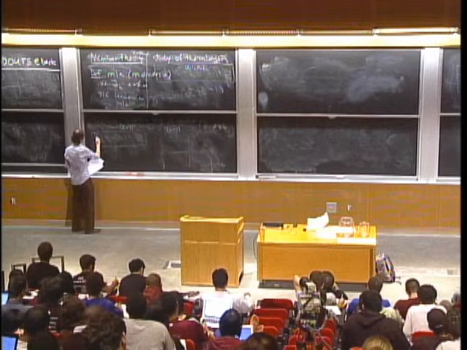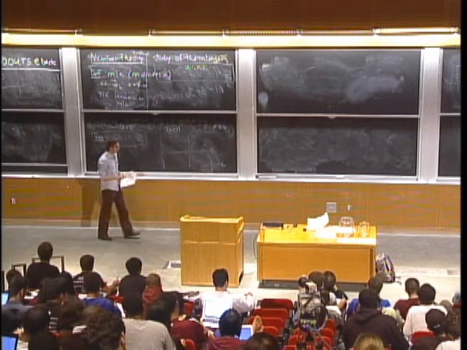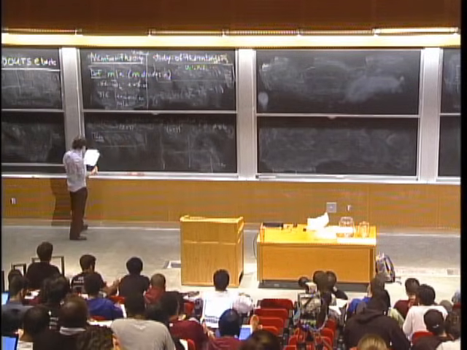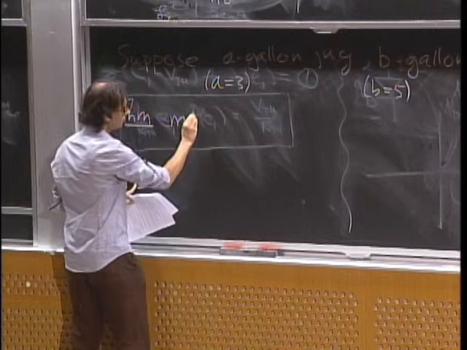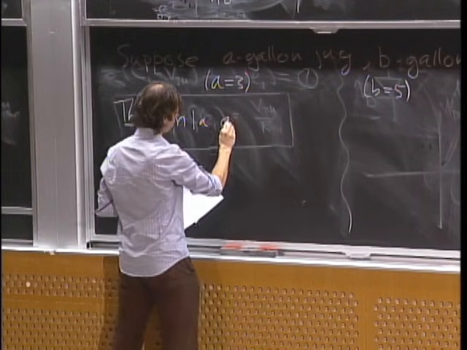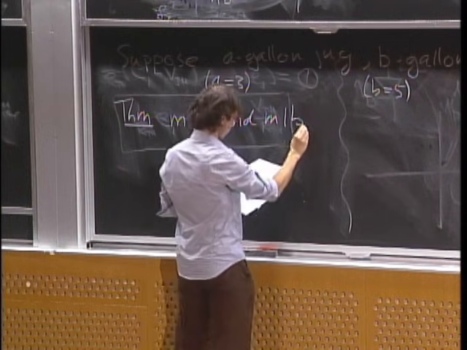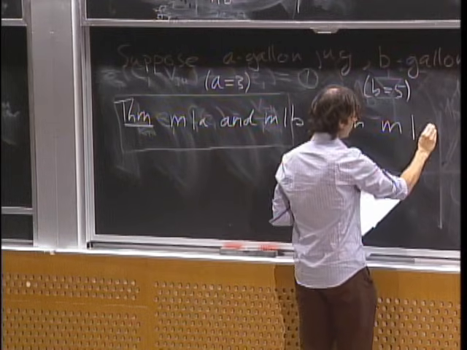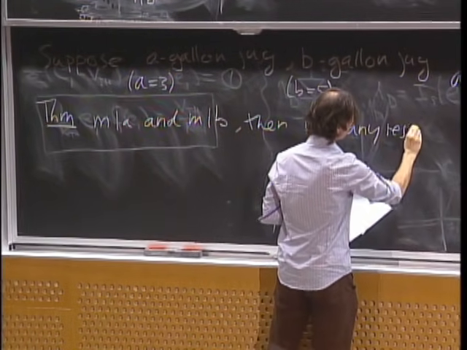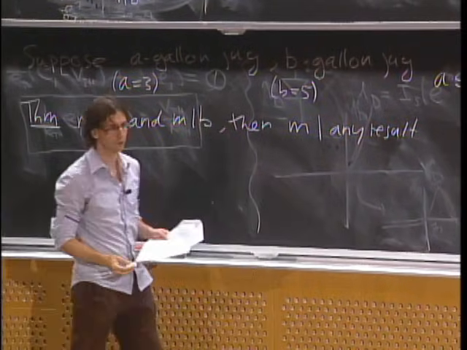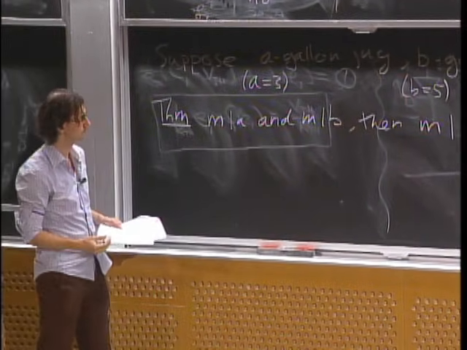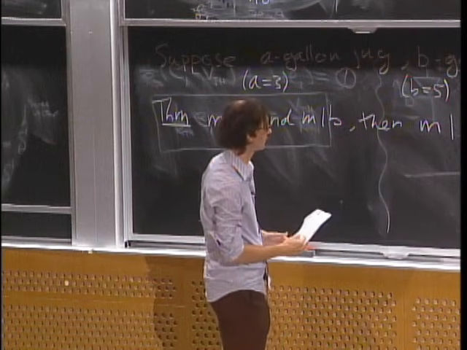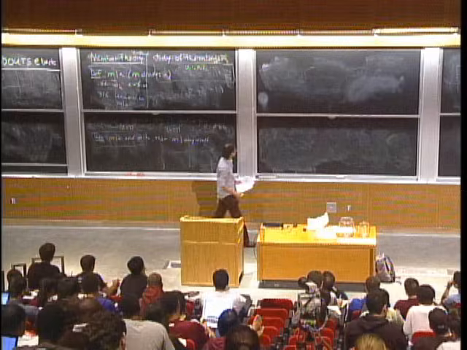And we would like to prove a theorem. Exactly what we noticed over here, that 3 divides both the 3-gallon jug and the 6-gallon jug. We would like to prove something like this. If M divides A, and also M divides B, then M should divide any result that I can get with the pouring and emptying and filling those jugs. So this is the theorem that we would like to prove, and we can only do that if we start to have a proper model for this. So let's go for that.